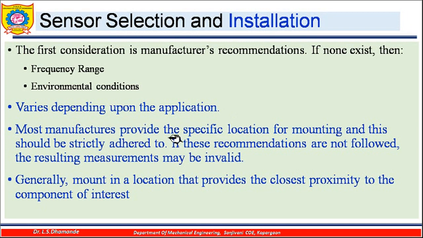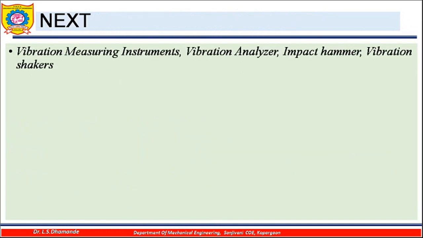Most manufacturers provide the specific location for mounting, and this should be strictly adhered to. If these recommendations are not followed, the resulting measurements may be invalid. Even if there is a lathe machine on which you have to make the vibration measurement, that spot is specified, and only at that spot you have to make the measurement so that we can compare with the standard values. Generally, mounting in a location that provides the closest proximity to the component of interest is preferred. Okay, so this is about the sensors and their selection.